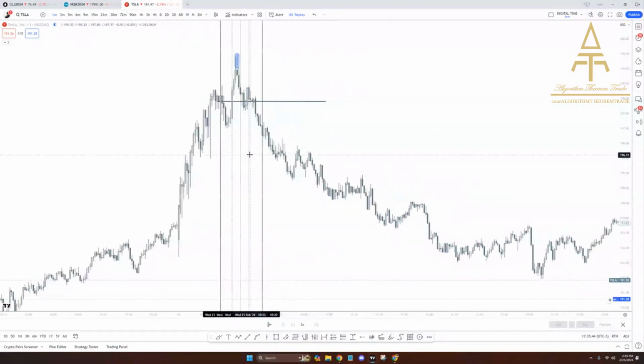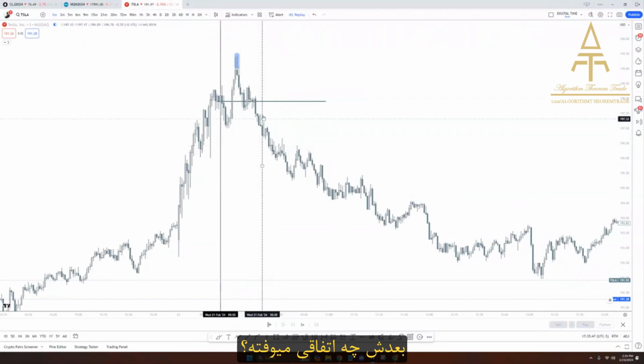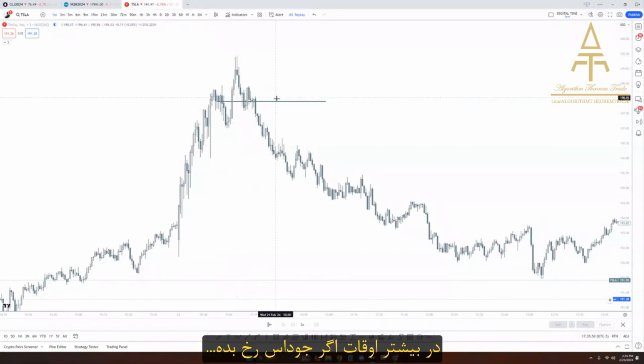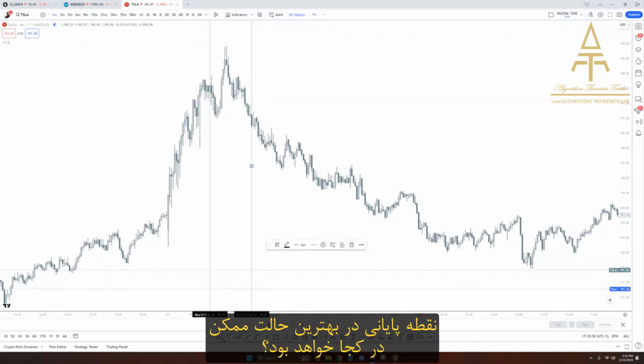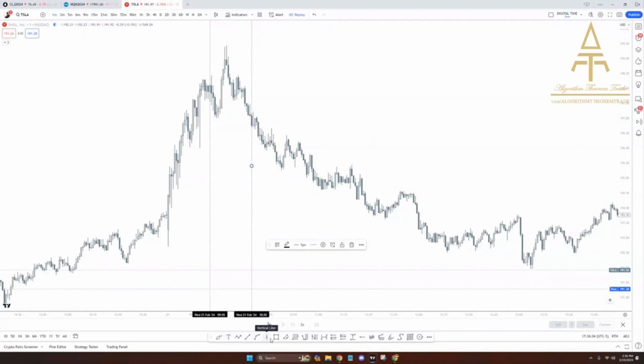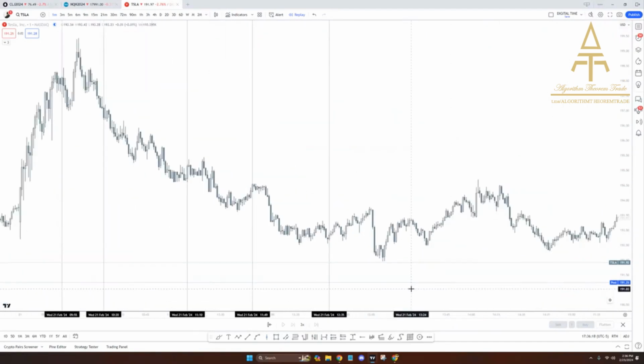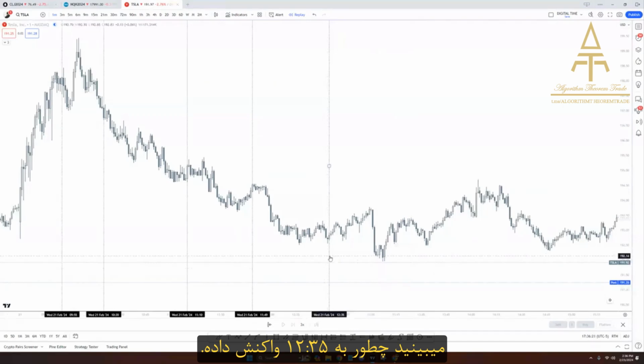Now, what happens thereafter? If Judas occurs in most cases, so I'm going to have to redraw that, 955 to 1020. When is the terminus? When is the endpoint in best case scenarios? 1110, 1149, 1235. You can see how price stalled out at 1235 thereafter, and it was just time distortion.